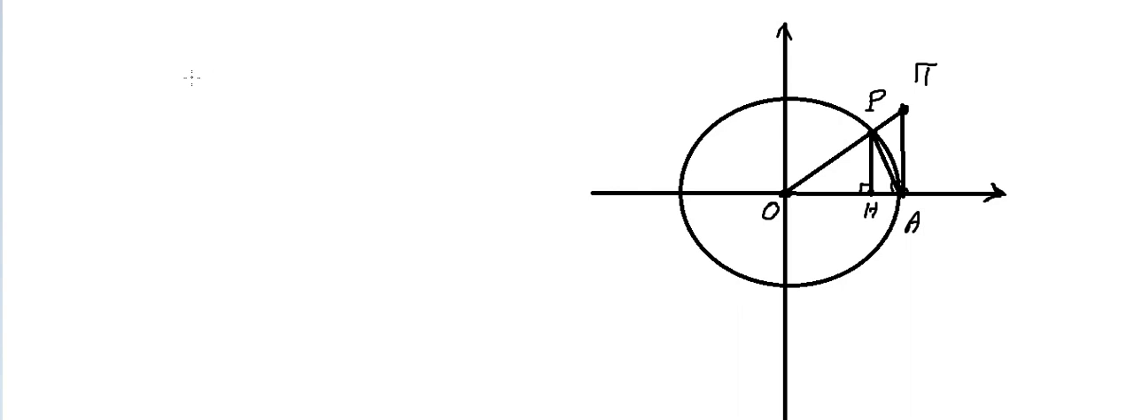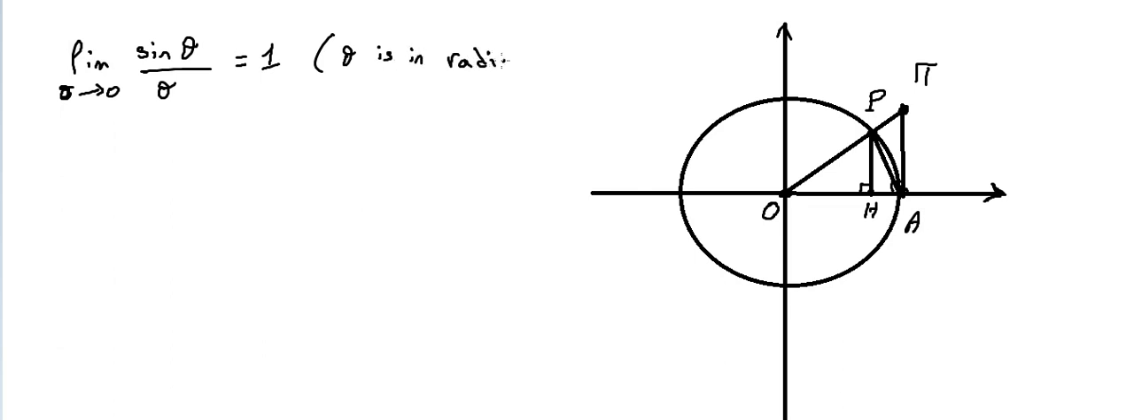12. We need to prove that the limit of sine theta over theta as theta approaches 0 is equal to 1, when theta is in radians. I will prove it using the area of a sector with the radians formula.